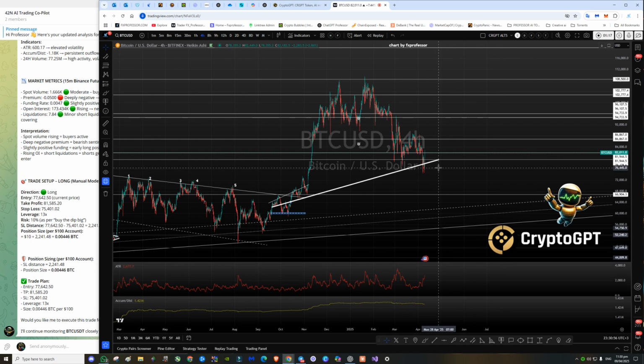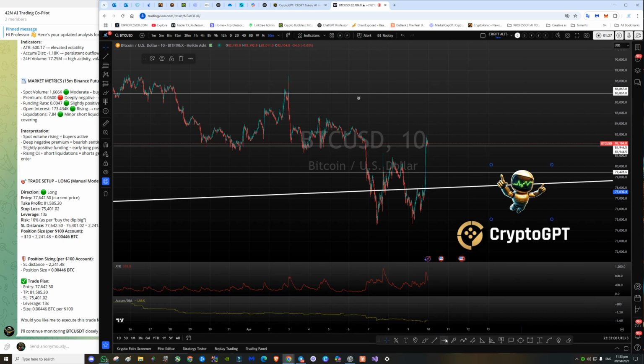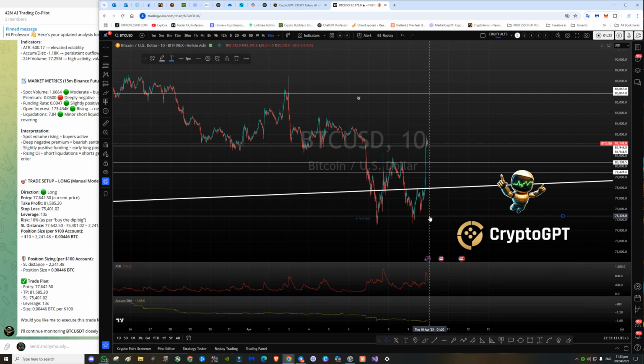So I have here my Bitcoin chart, one of my charts, and I'm going to switch to a smaller time frame. So let's say 10-minute chart. I'm gonna add just a couple more levels. And without further ado, let's get on 42N and see how he can assist me in this case with my trading.